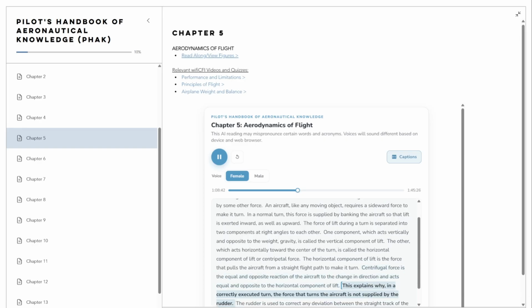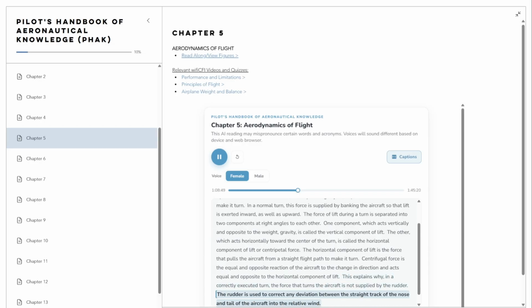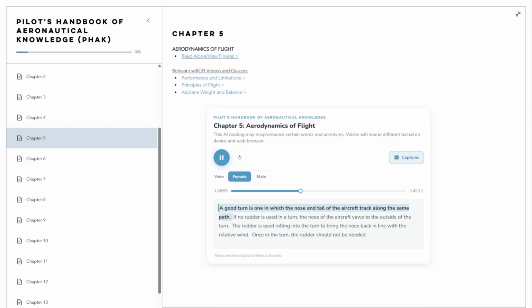This explains why, in a correctly executed turn, the force that turns the aircraft is not supplied by the rudder. The rudder is used to correct any deviation between the straight track of the nose and tail of the aircraft into the relative wind. A good turn is one in which the nose and tail of the aircraft track along the same path. If no rudder is used in a turn, the nose of the aircraft yaws to the outside of the turn. The rudder is used rolling into the turn to bring the nose back in line with the relative wind. Once in the turn, the rudder should not be needed.